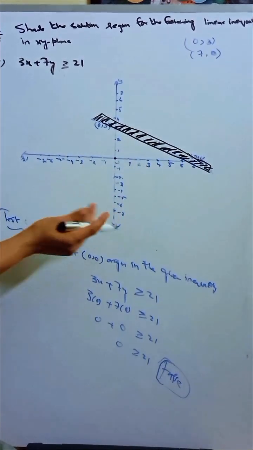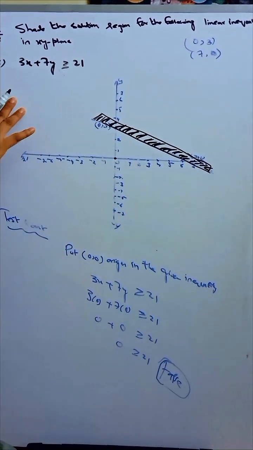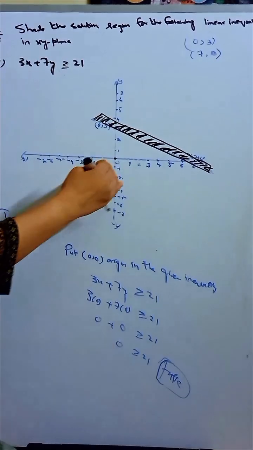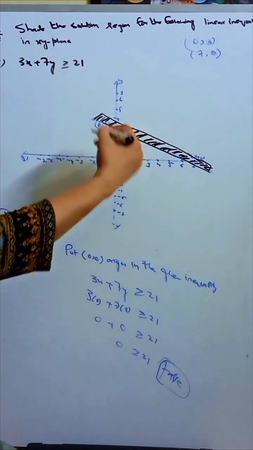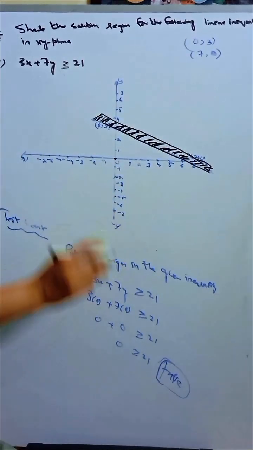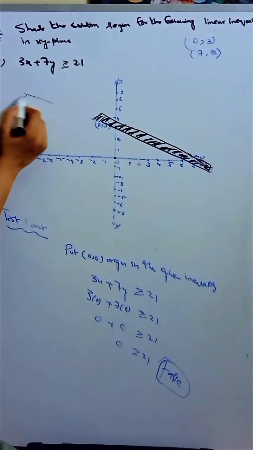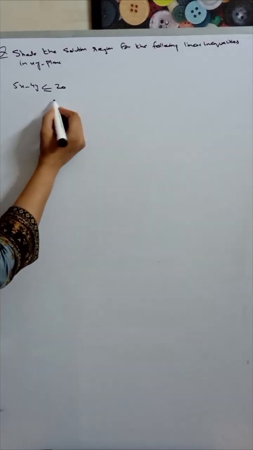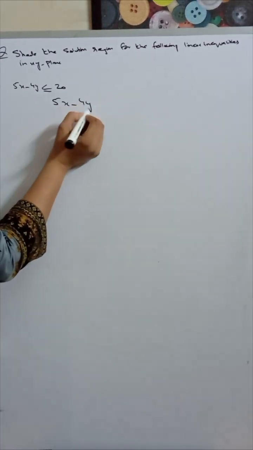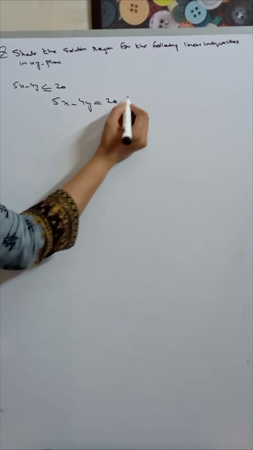Alright? So, whenever you have to shade the area, it must be away from the origin when it is false, outside. And if it is true, towards the origin, like inside. You got it? I have told you. First, we have to convert this into the associated or corresponding equation. So, what is it? 5x minus 4y equals 20.